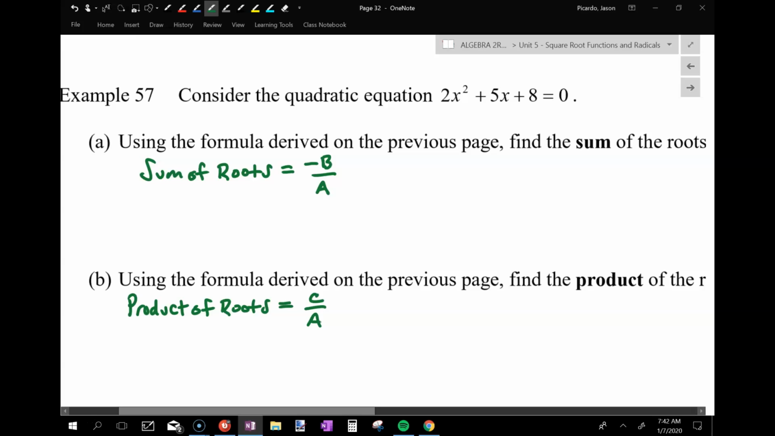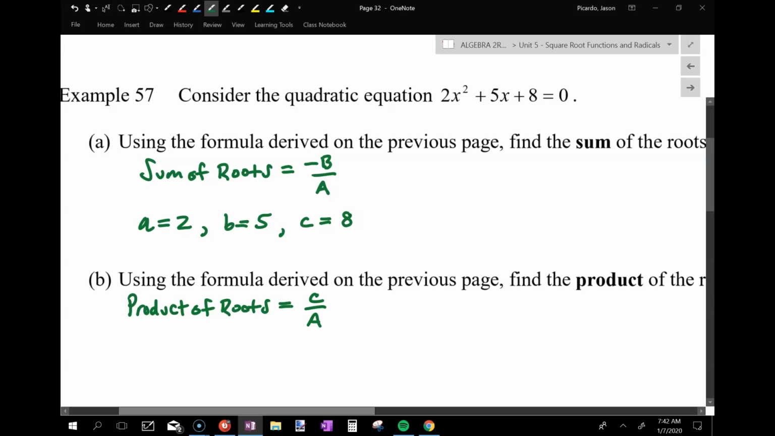So, what is my a value in this problem? Everybody? 2. My b value? 5. My c value? 8. So, guys, I want you to get into this habit. What's my negative b value then? Negative 5, right? I have to change the sign. So if I go up to my formula now, the negative b is negative 5.